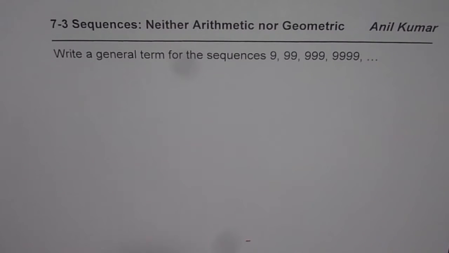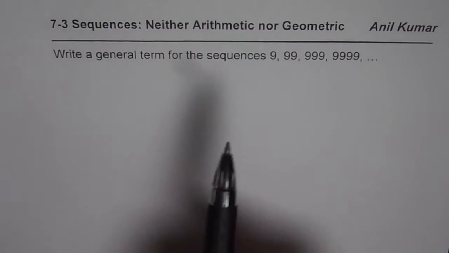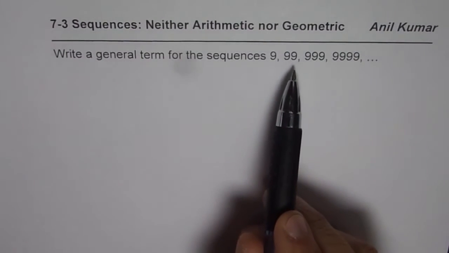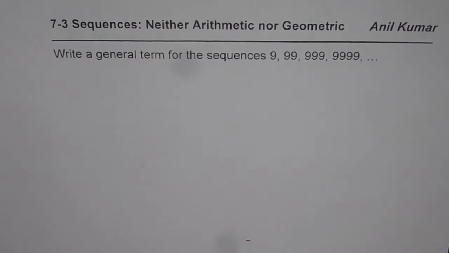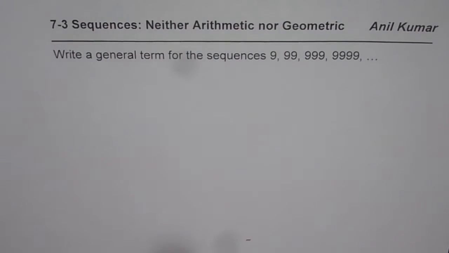So let us consider the very first question here, which is: write a general term for the sequence 9, 9, 9, 9, 9, 9, and so on. Now, how will you get the general term for such a sequence? It is very easy to write the next three terms, right? Just keep on adding nines, one after the other. But how do you write a general term for a sequence like that? And that is the question which we are going to discuss now.